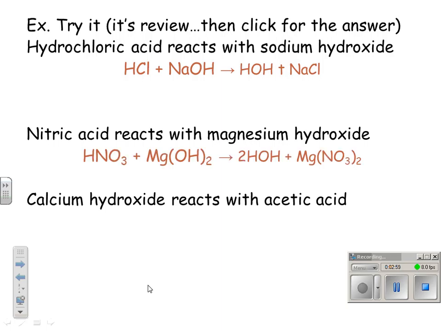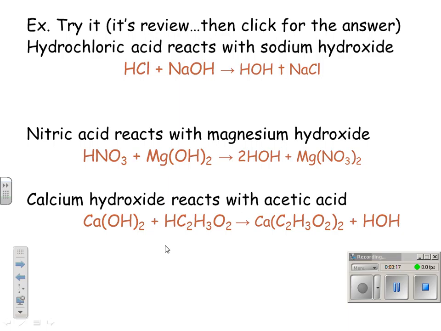Nitric acid reacts with magnesium hydroxide. Remember, nitric acid, because it does not start with hydro, is a ternary acid, hydrogen bonded to a polyatomic ion. Crisscross those charges to get the correct formulas. And then calcium hydroxide, again with the ternary acetic acid, will give us calcium acetate and water. If you need to pause and make changes and jot down questions, please do that.